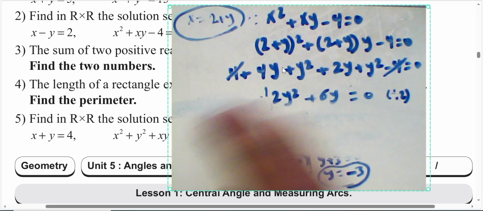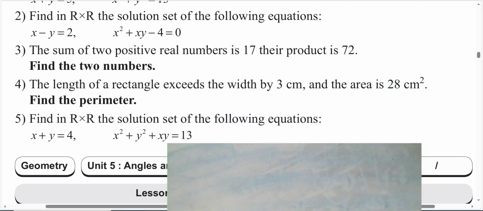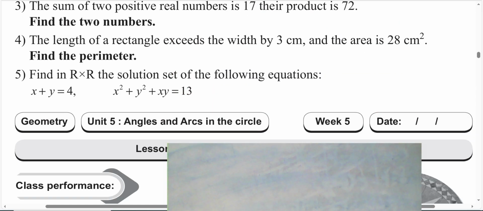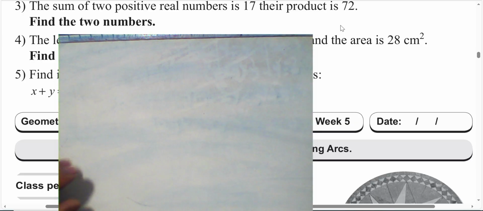Understood? Next question. The sum of two positive real numbers is 17. Their product is 72. Find the two numbers. Okay, now I will write the two numbers.